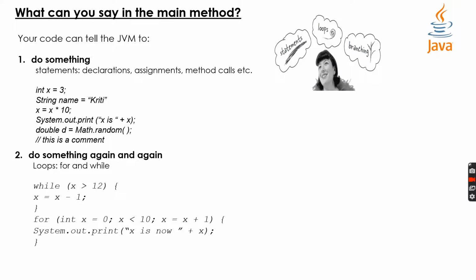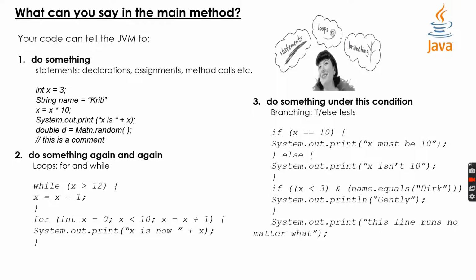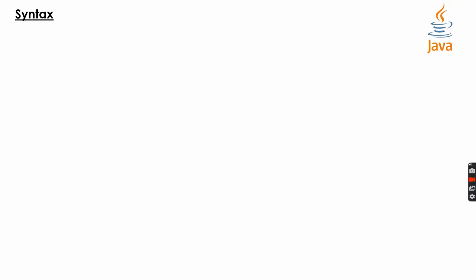The second one is do something again and again. That's the loops, for and while. So here we can use a while loop, where, depending on how many times, x is greater than 12, the loop is running. The third one is do something under this condition. This is called branching. The if/else statement is in that. Okay, so we will understand this whole code in more detail in the next video. Let's continue and look at some of the basic syntax of the Java programming language.